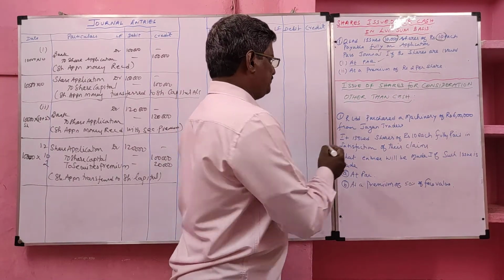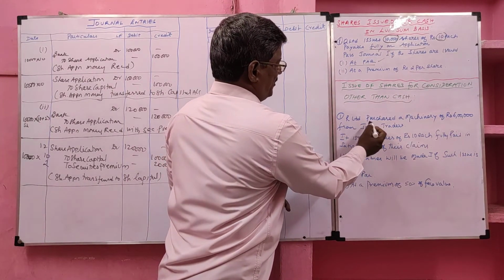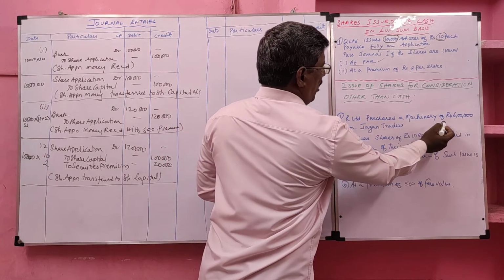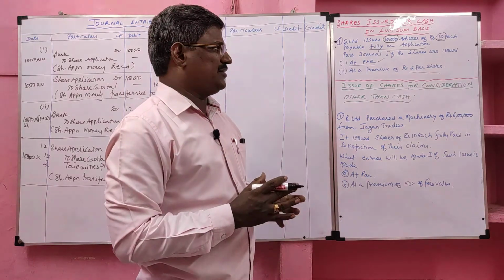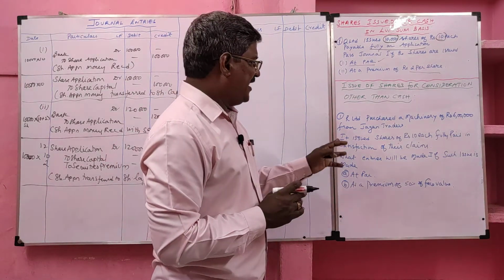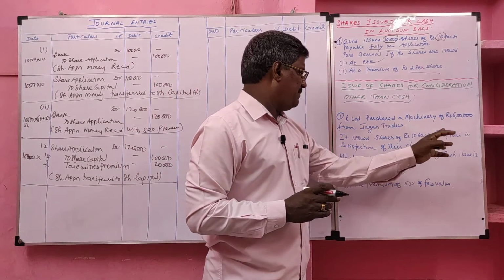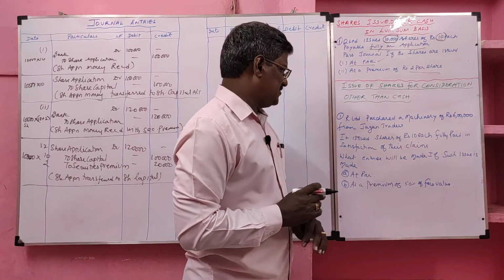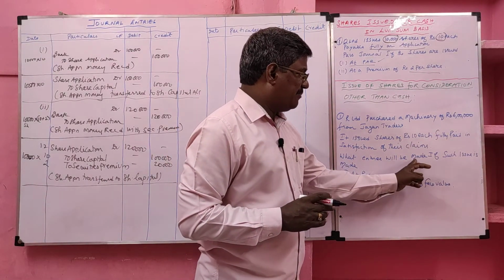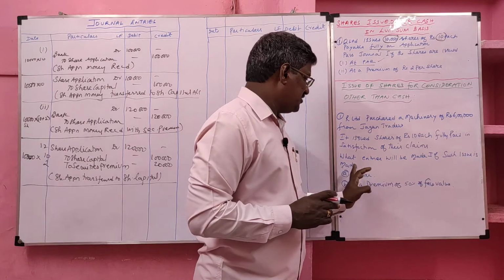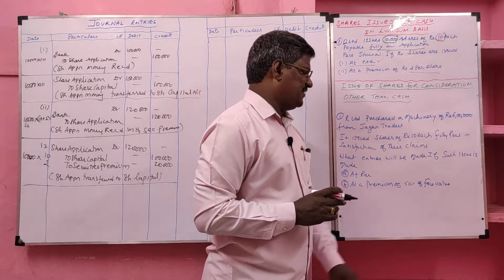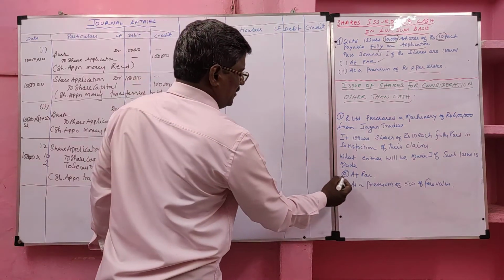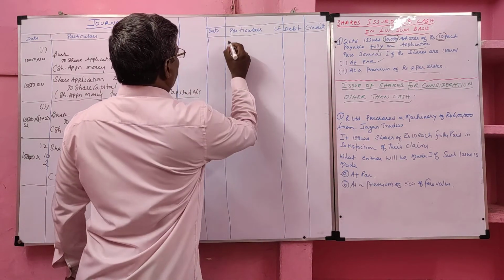Let me see the problem. R Limited purchased a machinery of 6 lakh from Jagan Traders. It issued shares of 10 each, fully paid up, in satisfaction of their claims. What entry will be made if such issue is made at par? Second one, at a premium of 50% of face value. First, we are going to see case number A.